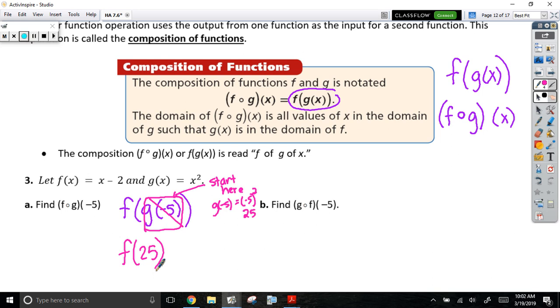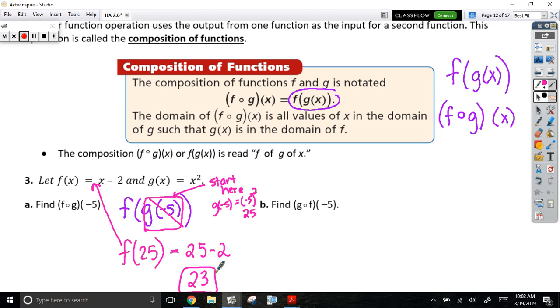Now we're finding f of 25. So we need to go to the f of x function and plug 25 in for x. 25 minus 2 is 23. So you're finding what g of negative 5 is, getting that answer, then plugging that answer in for f of x with the x variable.